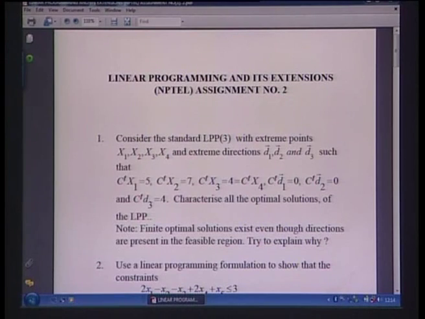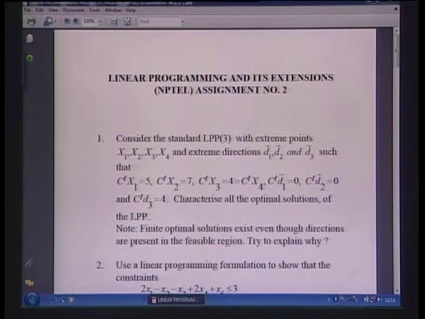Let me begin today's lecture by discussing assignment number 2. The problems are all given here. I will go through them one by one and give you some hints and ideas so that you can work them out yourselves. So, question 1, you see I have this standard LPP.